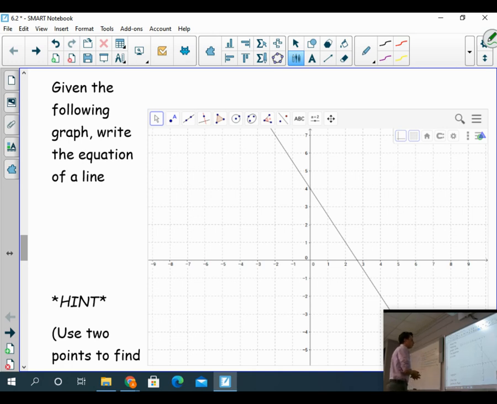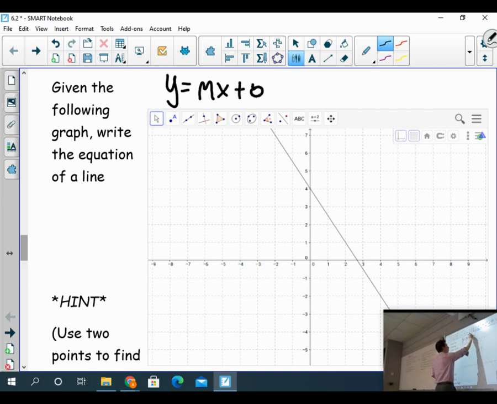So hopefully you've given it a shot at this point. So when I'm looking at this, I see a few things going on. Again, when I see write the equation of a line, right now, though we'll learn more, the only equation of a line I know is y equals mx plus b. This is the general equation for a line. It's the only one I know.